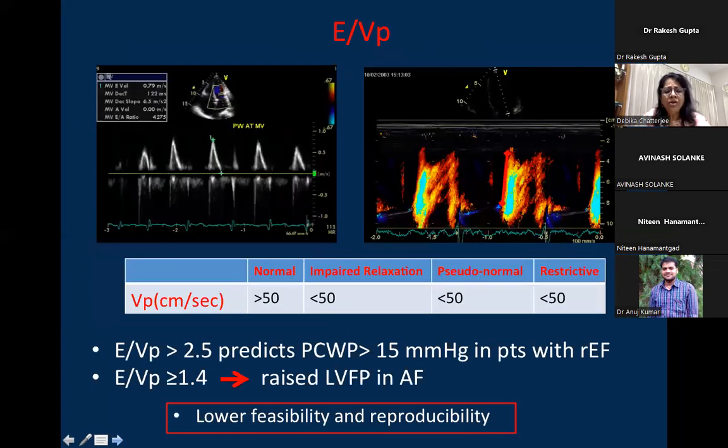So this is the way we utilize the color M mode propagation velocity for assessment of diastolic function. Though it has low feasibility and reproducibility, it helps when we have atrial fibrillation. In atrial fibrillation, it is difficult to measure the LV filling pressure, as I have said. Here, if E by VP is more than 1.4, it indicates raised LV filling pressure. And E by VP more than 2.5 predicts PCWP more than 15 millimeters of mercury in patients with reduced LV ejection fraction.